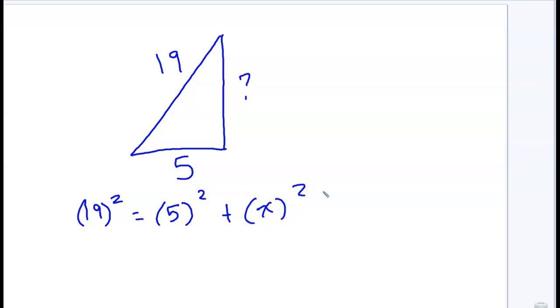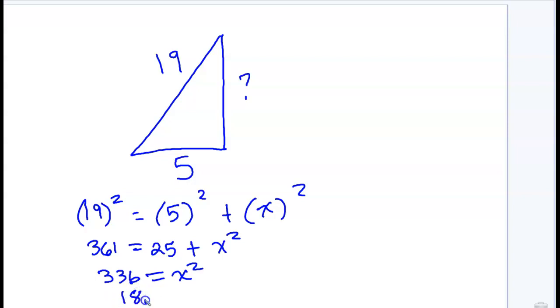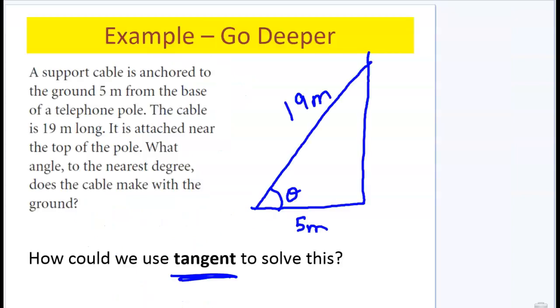So 19 squared, which is 361, is equal to 25 plus x squared. If I subtract 25 over, I get 336 is equal to x squared. And if I square root 336, I get 18.3 is equal to x. So this side here is approximately 18.3.